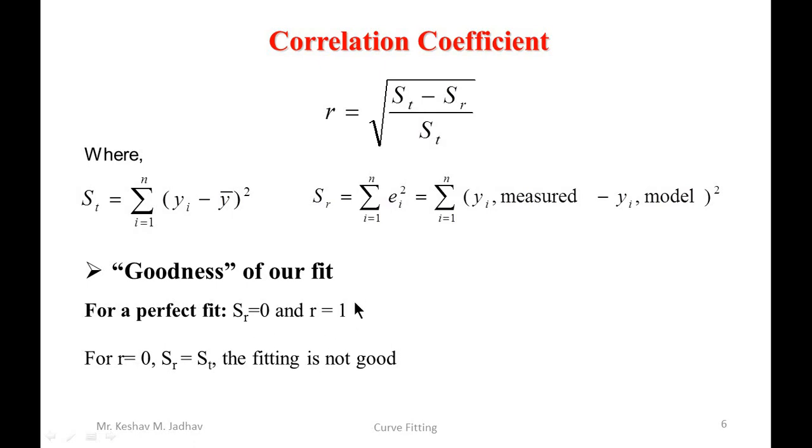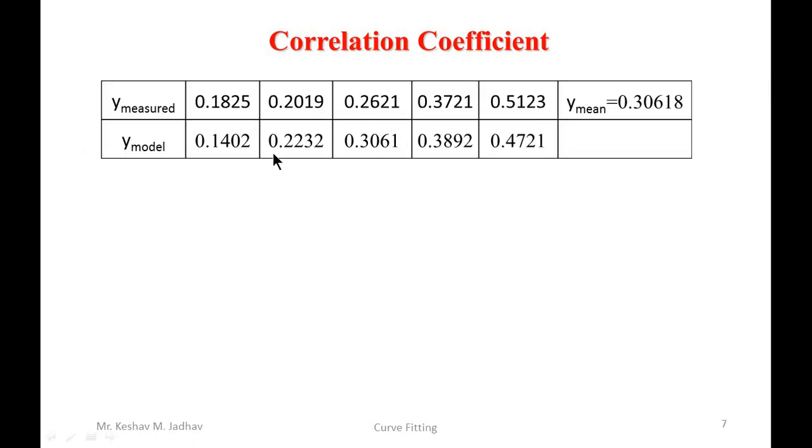So for R is equal to 1, we can say fit is perfect fit. For R is equal to 0, SR is equal to ST, and here fitting is not good. So in this way, value of correlation coefficient varies from 0 to 1. So let us calculate correlation coefficient for this given example. So these are the measured values, means values of y which are given in the problem, and this is the mean of measured value. And these values of y are calculated from linear model of given data.